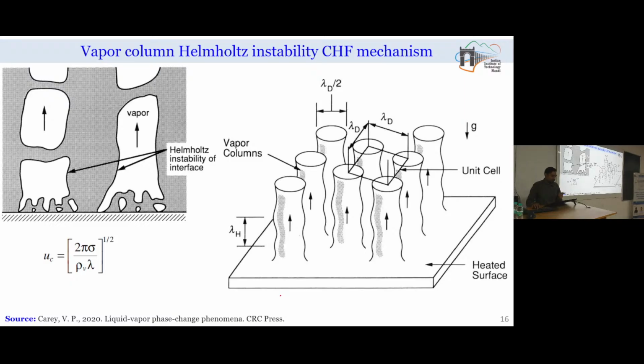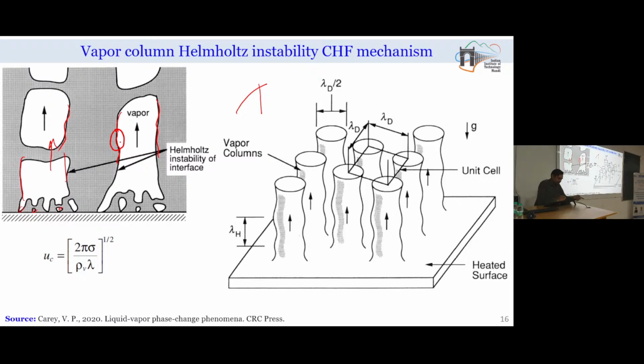We know that near the critical heat flux, the number of active nucleation sites on the surface is significantly high, and when vapor forms from multiple nucleation sites, this vapor will merge together and form large column-like structures. When these column-like structures are formed, they have some surface waves. At a certain time, it may so happen that the amplitude of this surface wave is very high.